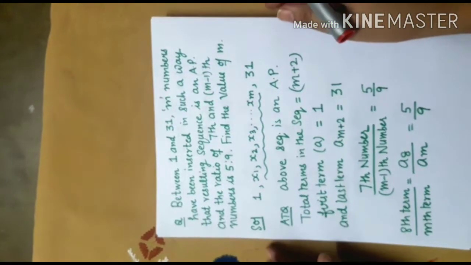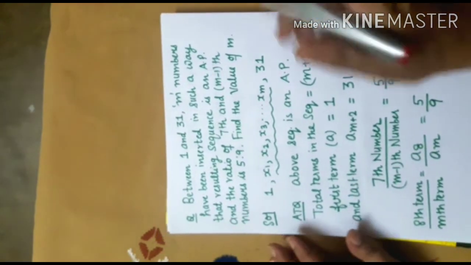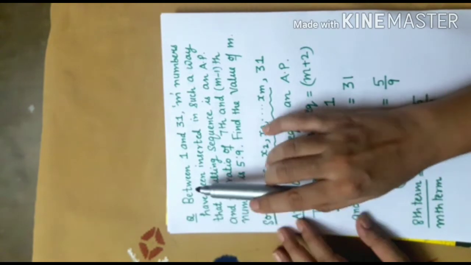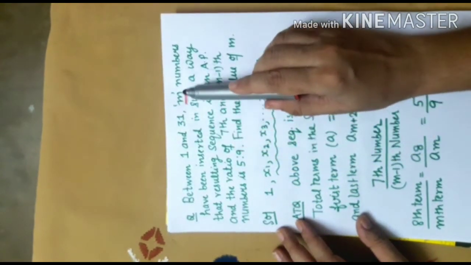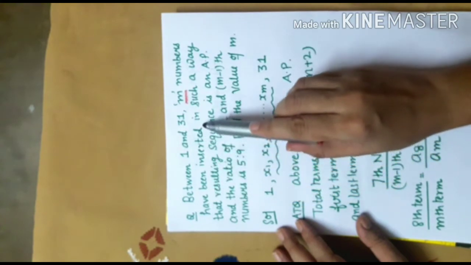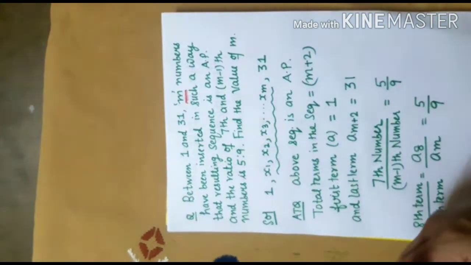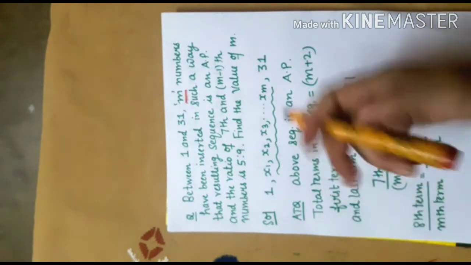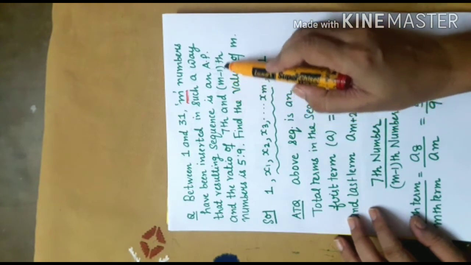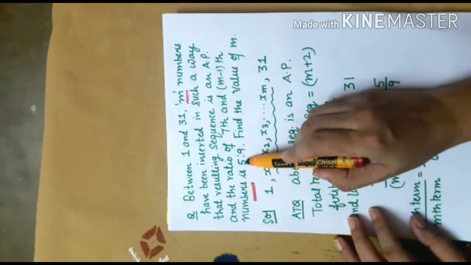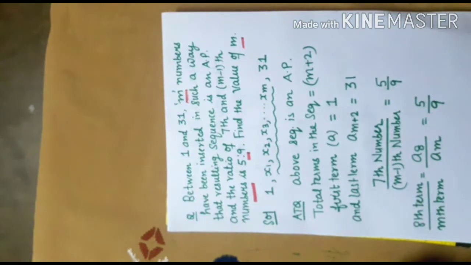Today we will discuss a few questions on arithmetic progressions. The first question is: between 1 and 31, m numbers have been inserted in such a way that the resulting sequence is an AP and the ratio of the 7th and (m minus 1)th numbers is 5:9. Find the value of m.